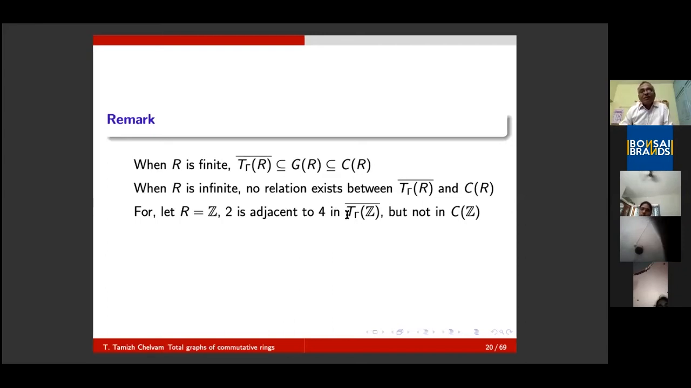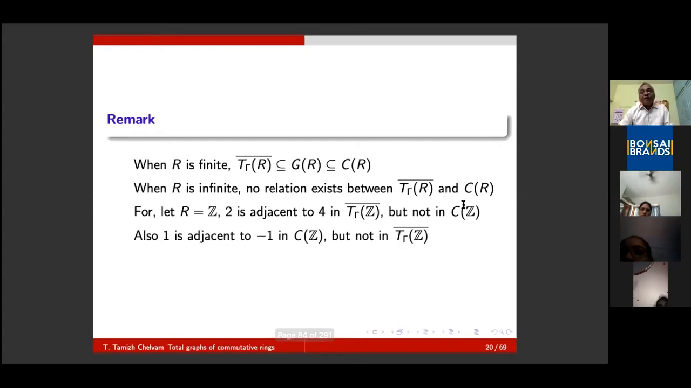Okay, what about 2Z plus 4Z? That is all multiples of 2 and all multiples of 4. If you add these two, you will get only even multiples. You will not get an odd element like 3 as a sum of a multiple of 2 and a multiple of 4. Therefore, they are not adjacent in the comaximal graph of Z. Please note that in the case of an infinite ring, these two graphs have the same vertex set, but a pair can be adjacent in the complement of the total graph whereas it is not adjacent in the comaximal graph. Okay, for the same Z, look into another pair: 1 and minus 1.